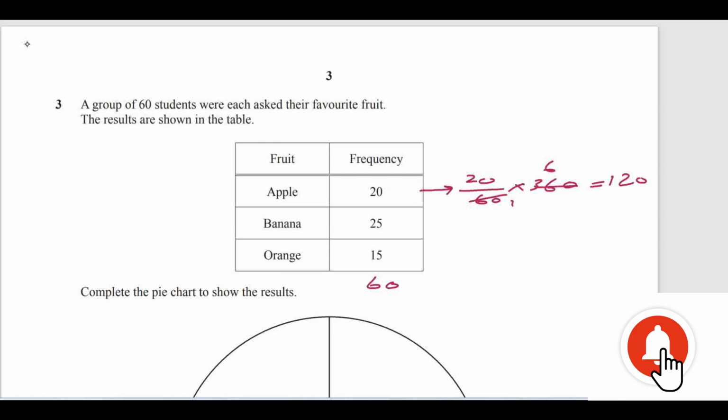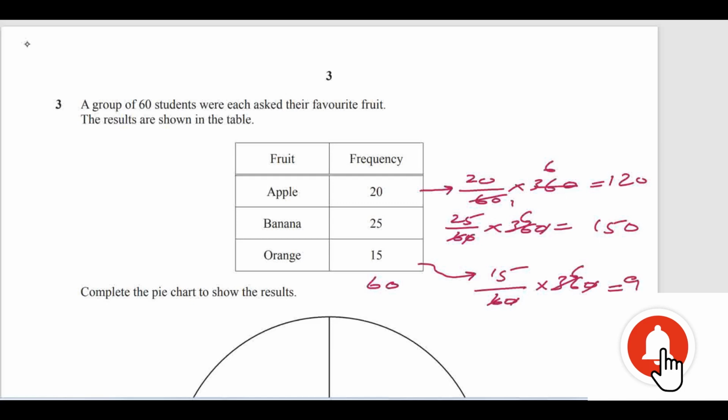Then the next one, 25 divided by total multiplied by 360. 360 because we are finding the angle. So again 0 and 0 cancel out, 6 1s are 6, so 25 into 6 will be equal to 150. Now for the last one, this will be 15 divided by 60 multiplied by 360. So 0 and 0 cancel, 6 1s are 6, so 15 into 6 will be equal to 90.